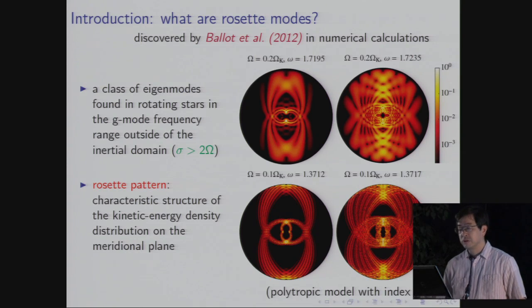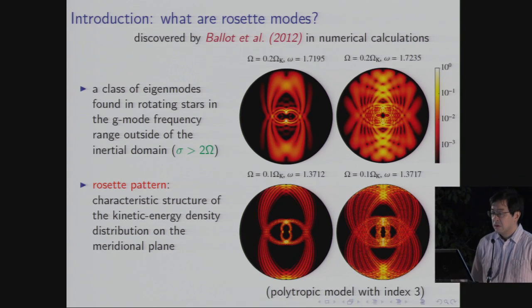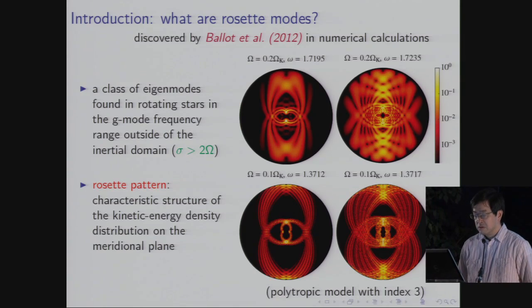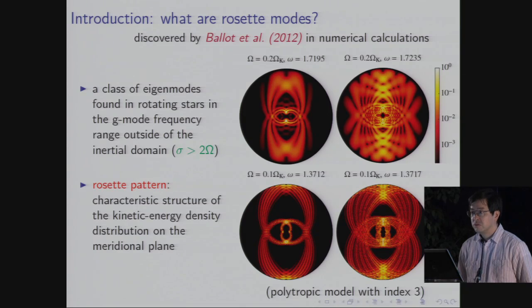The first question is, of course, what are rosette modes? These modes were first found by Jerome Ballot and collaborators in 2012 in their numerical calculations. And these modes constitute a class of eigenmodes found in rotating stars in the g-mode frequency range. But the frequency is not so low, and it's still outside of the inertial domain.